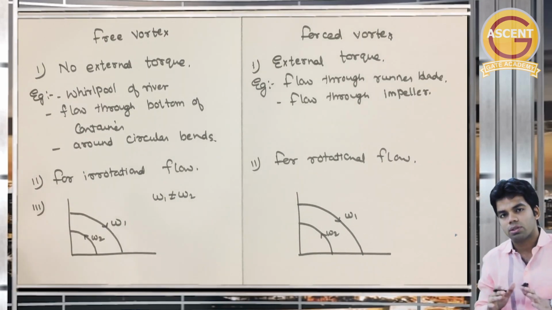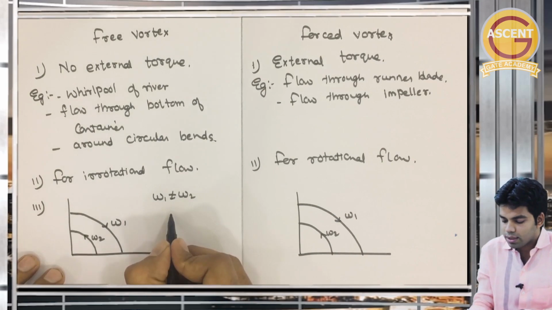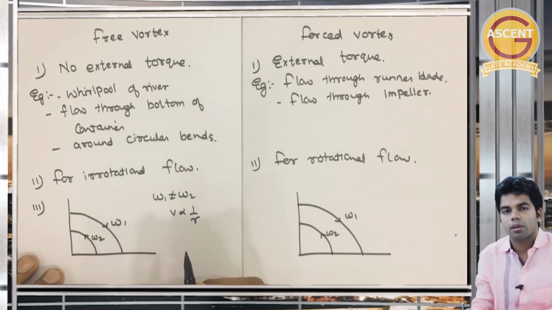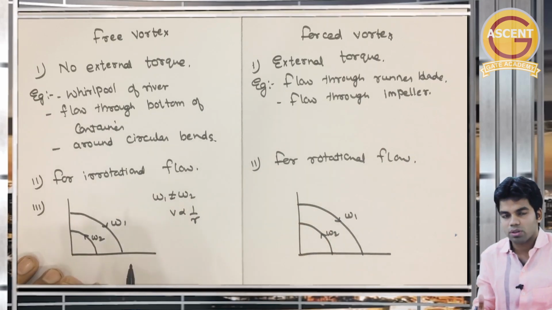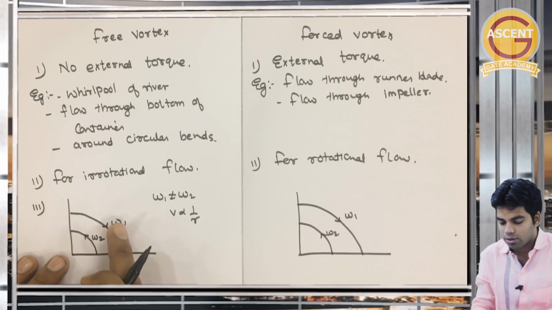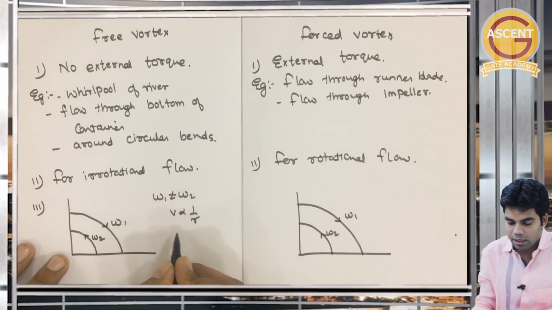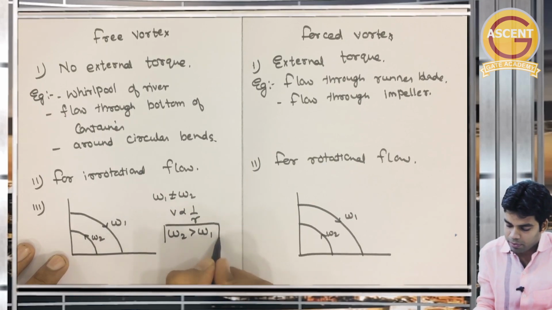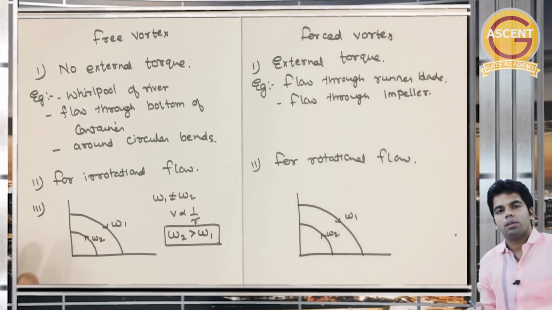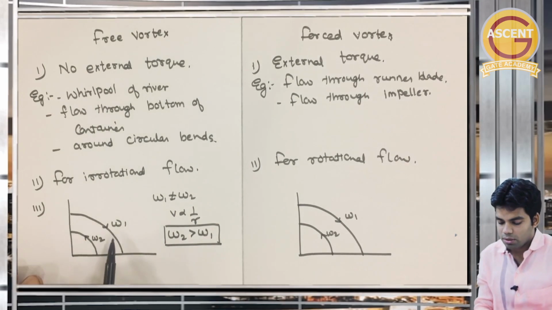Now the question arises, which will be greater? As I told you, V is inversely proportional to R. That means velocity decreases as the radius increases, or angular velocity decreases as the radius increases. That means at higher radius, omega 1 will be less than omega 2, or omega 2 should be greater than omega 1. Very important conclusion. Getting this? Because V is inversely proportional to R.